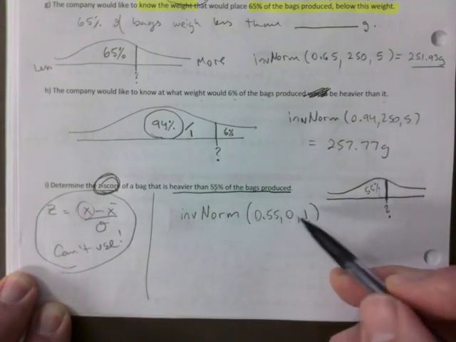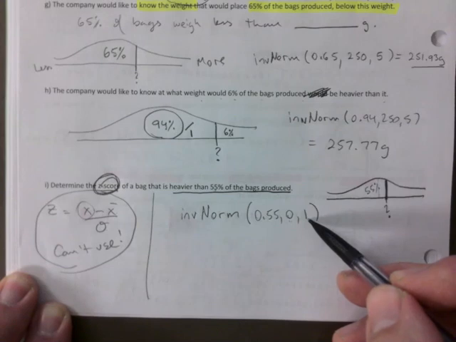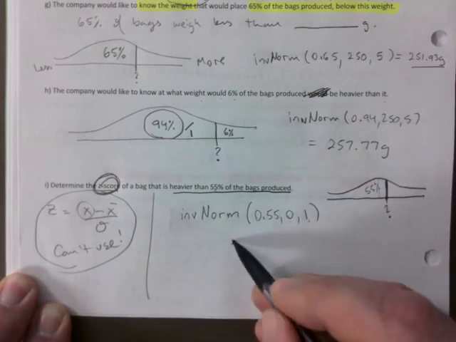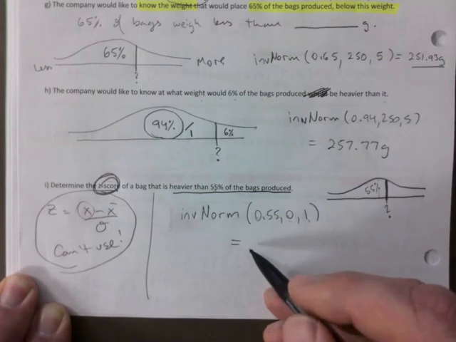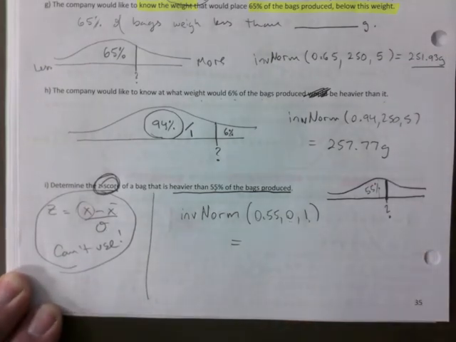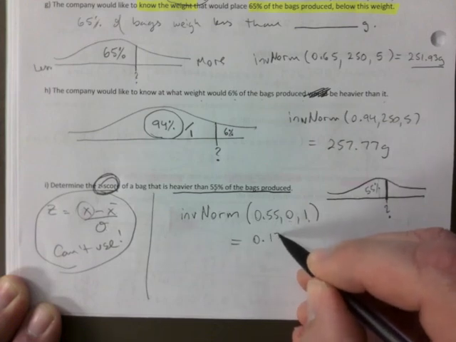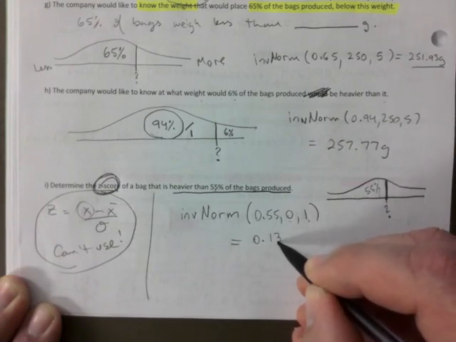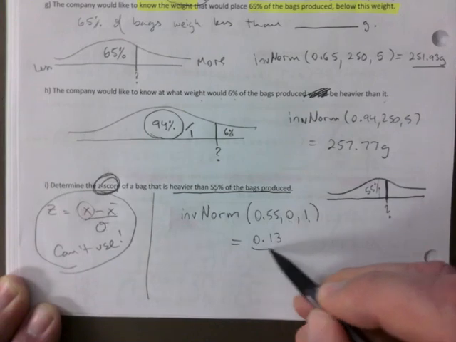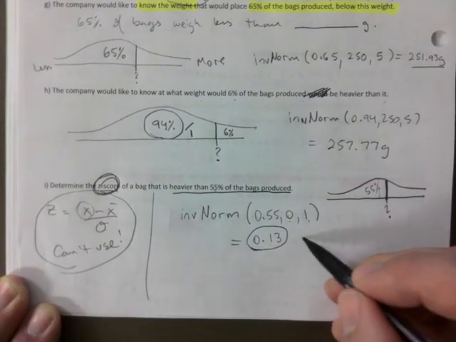So I don't go 255, okay? I go 0, 1. And that's another way of getting your z-score. So you're supposed to get, let me just get this here. Why am I not seeing it? 0.13. Okay, 0.13 is the z-score.